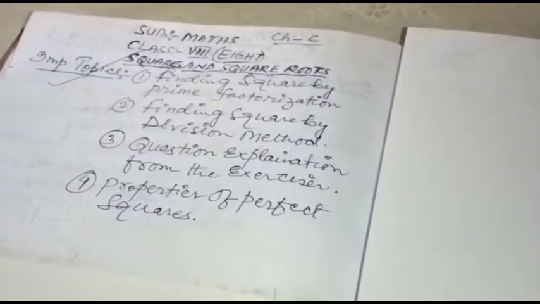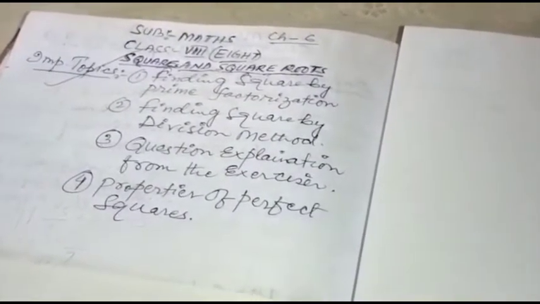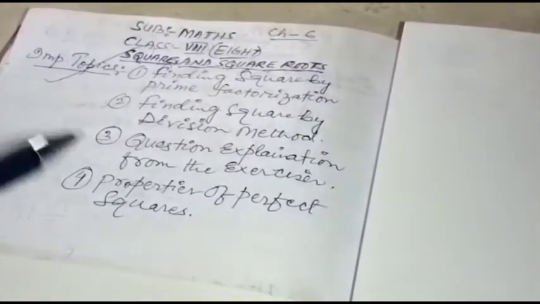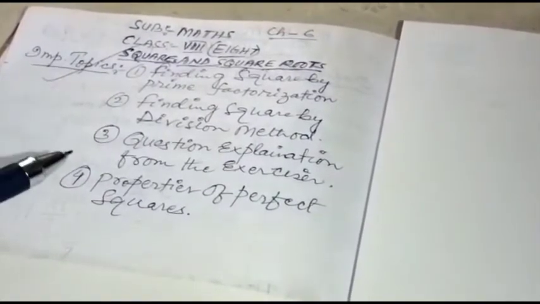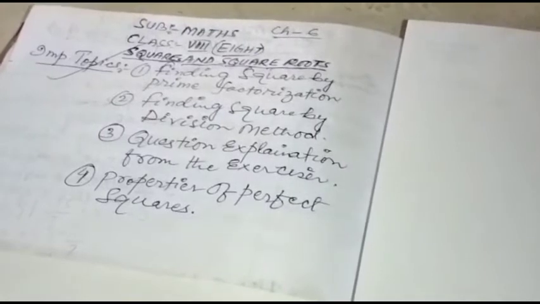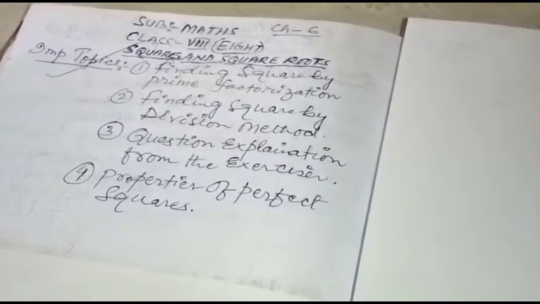Today we will be doing chapter number 6, squares and square roots. Important topics: finding square root by prime factorization, finding square root by division method, some questions from the exercise, and properties of perfect squares. Let's start with the properties of perfect squares.